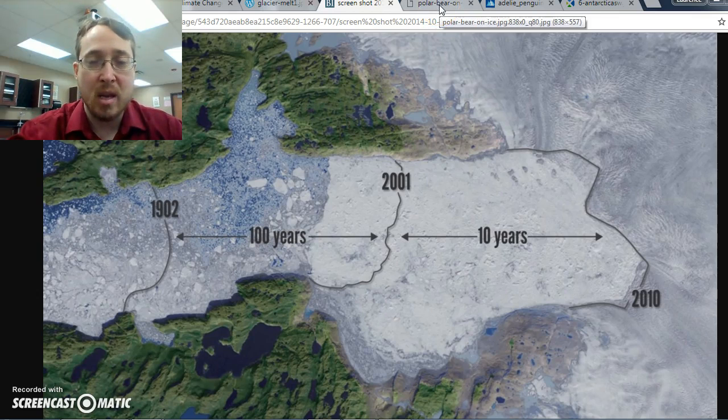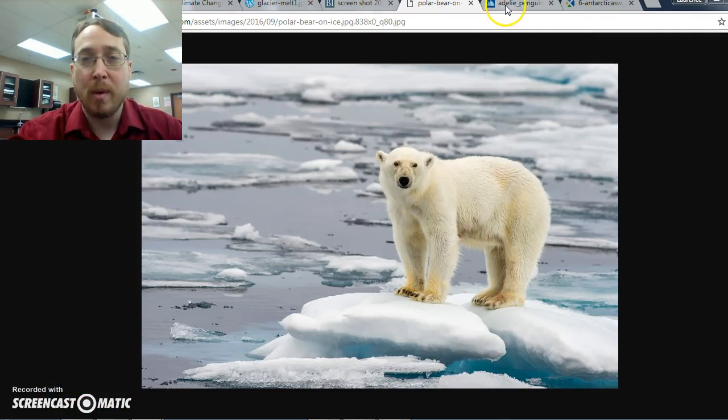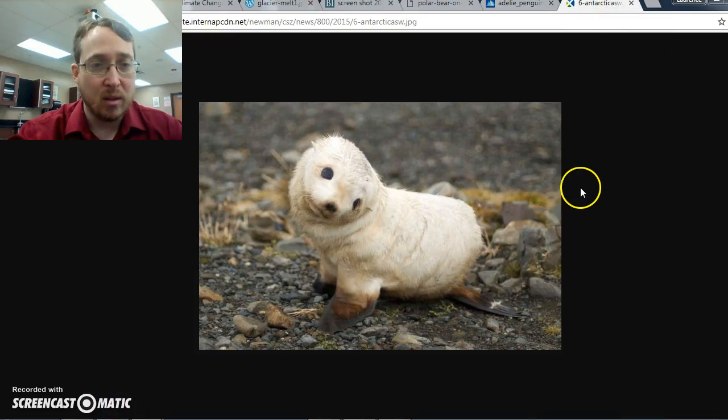Well, what does this have to do with the ecosystems? Well, organisms like polar bears, penguins, and seals have less habitat to live in. That lowers their carrying capacity, and then you start having ecological disturbances that can affect the food web. So those species are challenged.